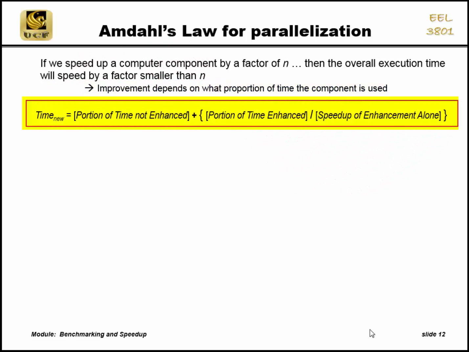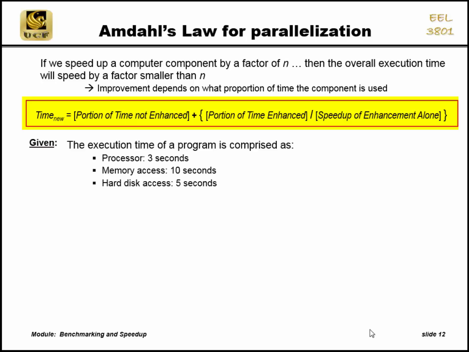Our first insight into Amdahl's law is expressing the time new versus the reference machine. It's a proportion of the time that was not enhanced by this engineering improvement, which someone's hired you to do, plus the proportion that was enhanced divided by the speed up of enhancement alone, which we're calling n. Okay. So the easiest way is to see an example.